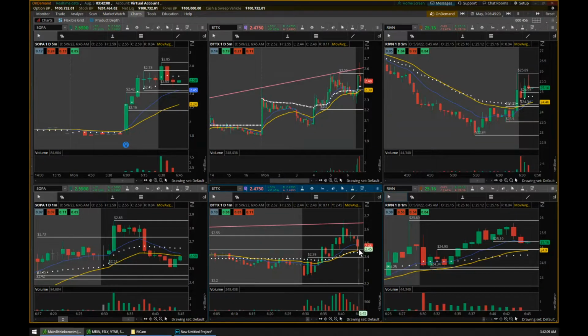There's a bounce off of VWAP on BTTX that I just missed. I saw it happening, but I just didn't have time to hit the button. I don't know why, but my microphone sounded weird there all of a sudden. Yeah, see, that's the kind of trade that would have been nice.